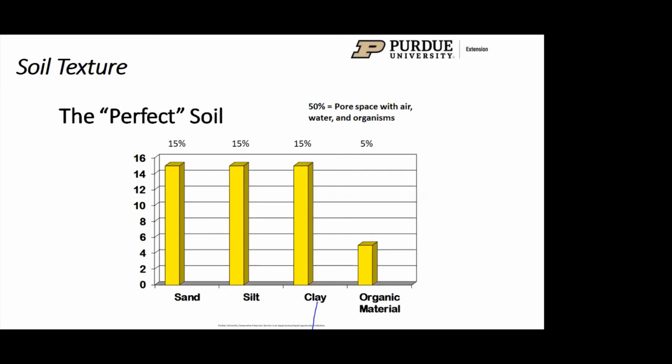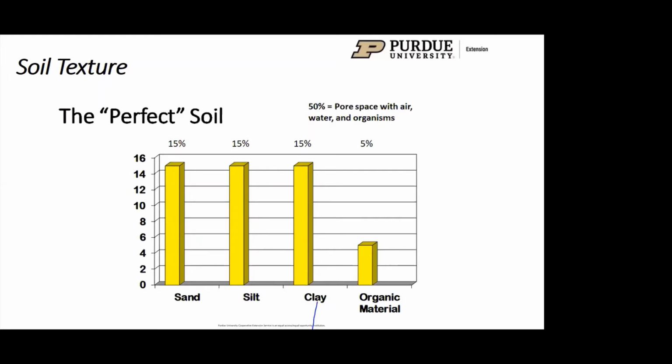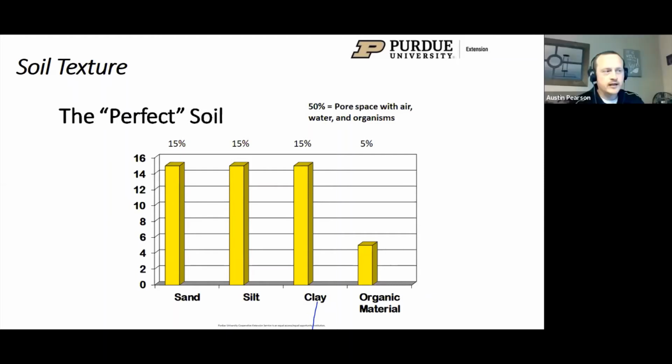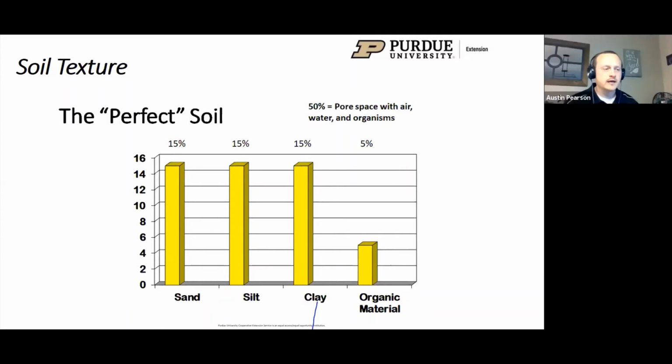So the perfect soil for gardening or agriculture, like we like to talk about, we like to see about 15% sand, 15% silt, and about 15% clay. And then the rest of it would be 5% organic matter and about 50% pore space. So if you remember back, that pore space was the space in between different particles that you had there. And that's just something that we would like to see with that perfect soil.